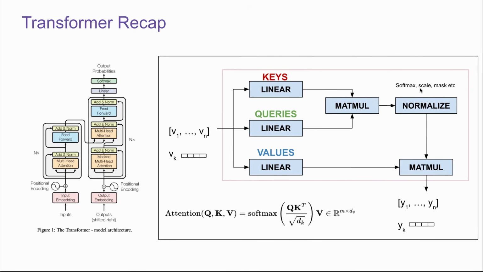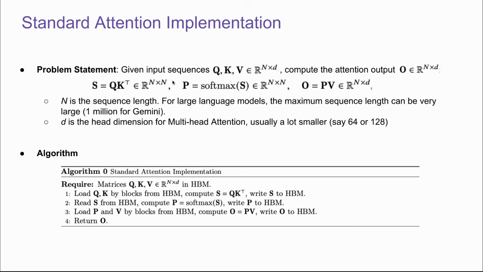And then it does a rescale and mask if needed, also a softmax to transform it to probabilities, and then a matrix multiplication with values. This is the standard implementation of the attention mechanism.